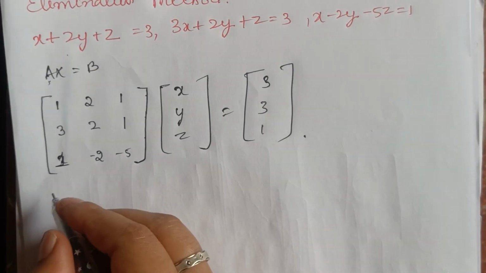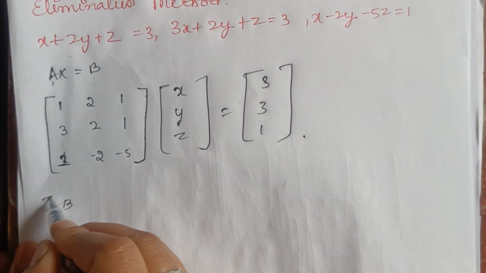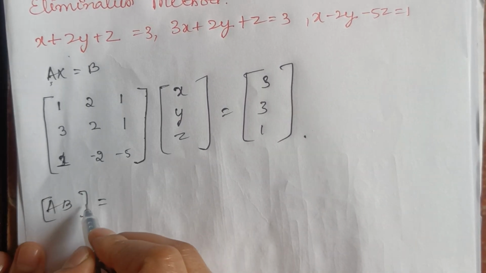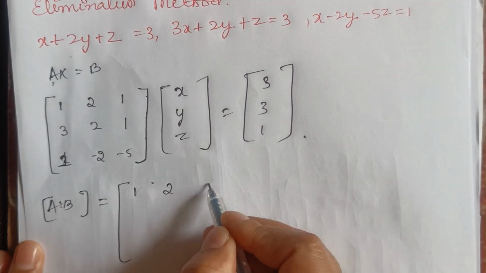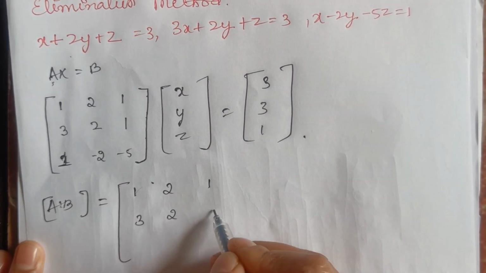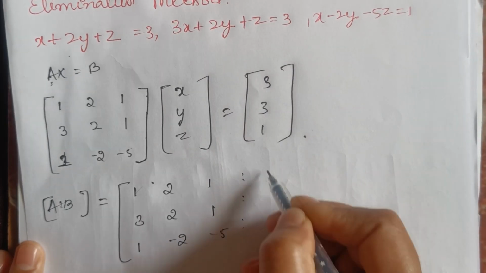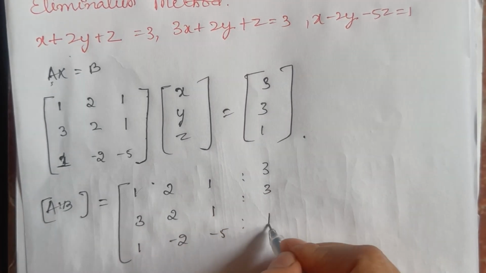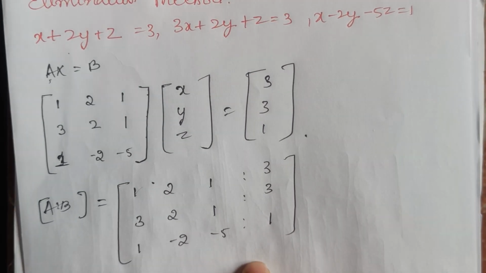Now we will find the augmented matrix of this. That is easily written: the matrix A together with B, or A|B. So 1 2 1 3, 2 1 1, minus 2 minus 5, and 3 3 1. So this is the augmented matrix we have.